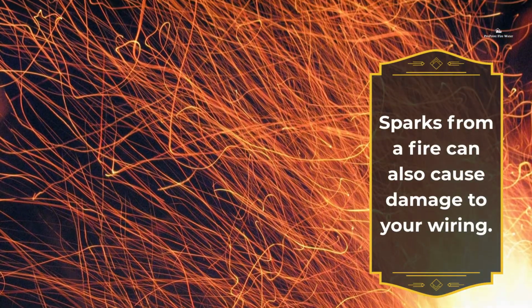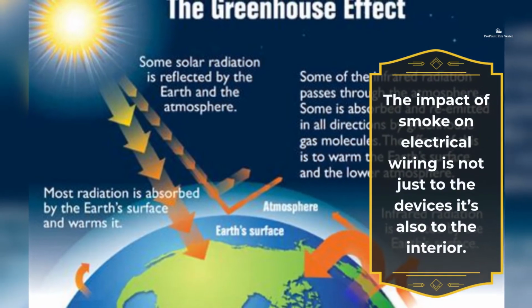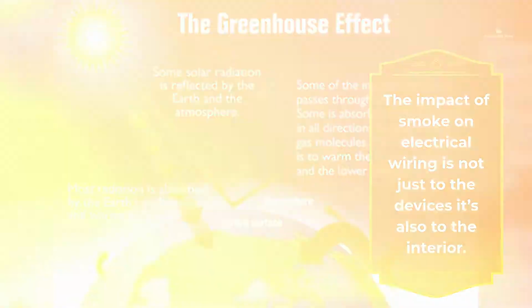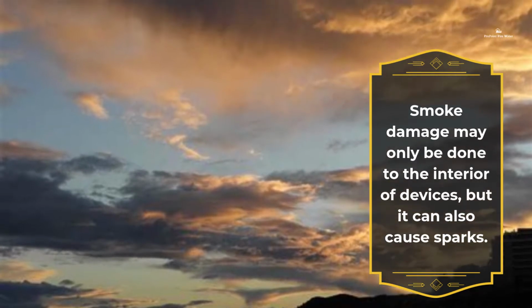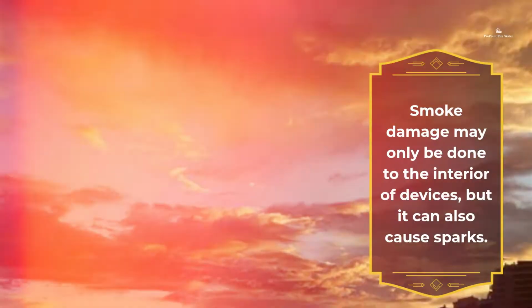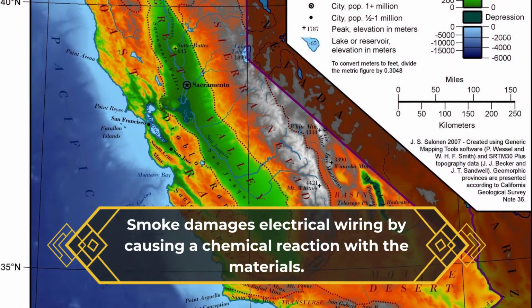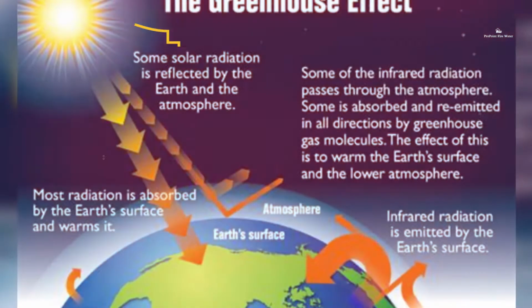Smoke damages electrical wiring by causing a chemical reaction with the materials. The high temperatures create toxic gases and cause sparks. If you try to use these damaged electronics, the damaged components can end up emitting more hazardous chemicals. Sparks from electrical wiring are a common cause of smoke damage. The most common type of damage from a fire is smoke-related, which causes corrosion and moisture. This can lead to the insulation melting or bursting and cause a short circuit.